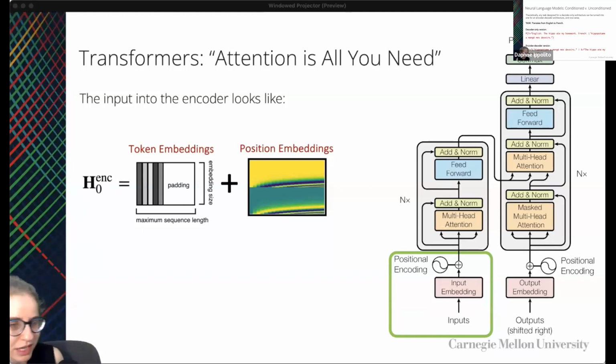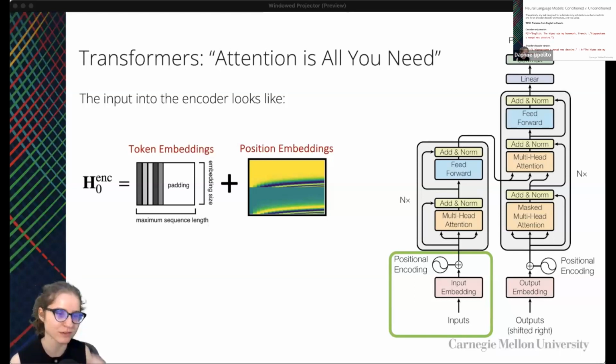And one other thing that had to be done for transformers is that attention doesn't actually have any knowledge of positions in the sequence. So remember how we're taking this linear combination of all of these embeddings.